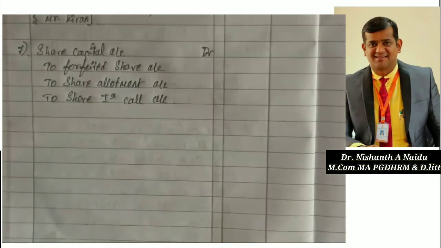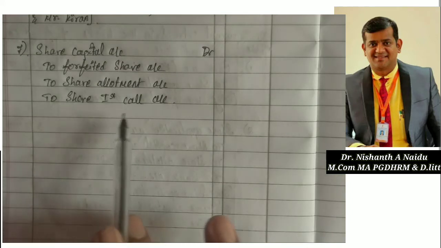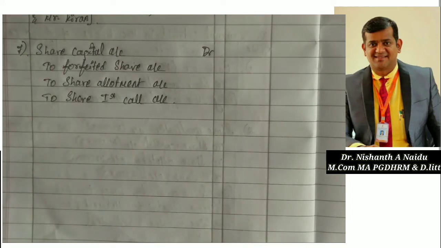See how we have written this, on what basis? See, total capital till the stage of first call, how much we are supposed to collect. Then to forfeited share account, the money which has been paid by Mr. Kumar. To share allotment account, which is not paid by Mr. Kumar. To share first call account, which is not paid by Mr. Kumar again. Okay, so we have to do that working note, the calculation here.